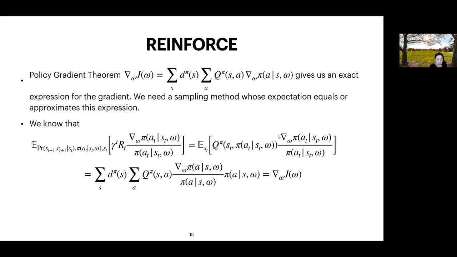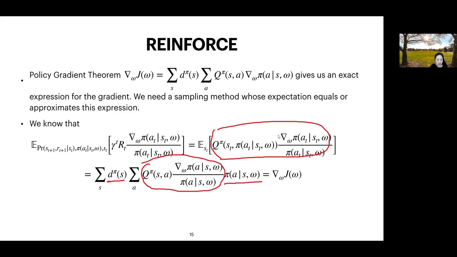Very importantly, I wanted you to notice that there is a pi of a given s, omega here. Why? Can anyone explain why? So here you have this, right? Why do we have this term here? This is kind of multiplying and dividing by the same thing.